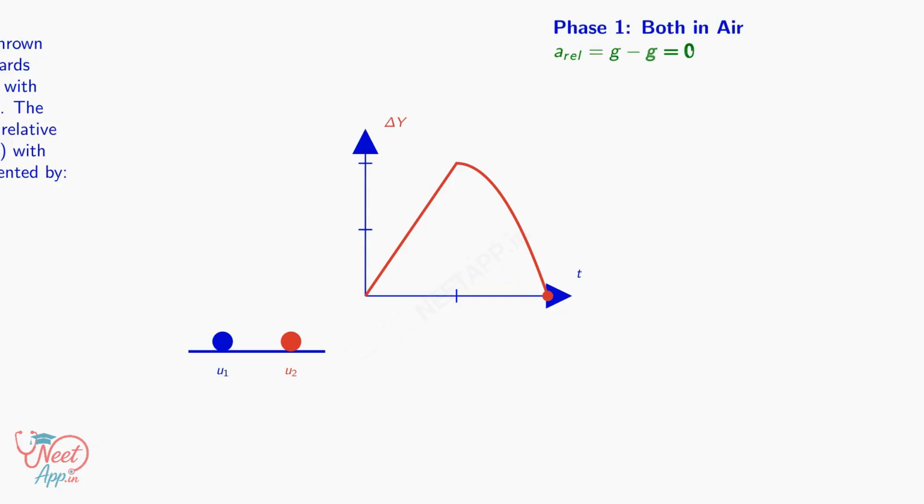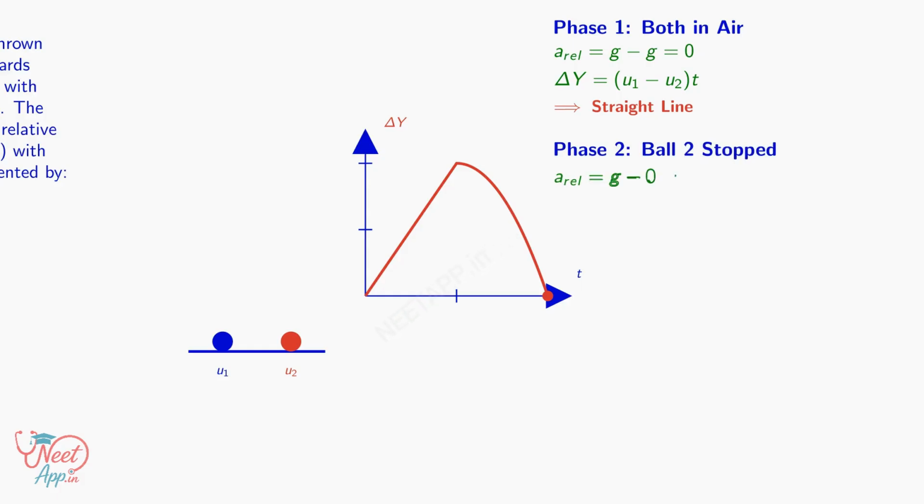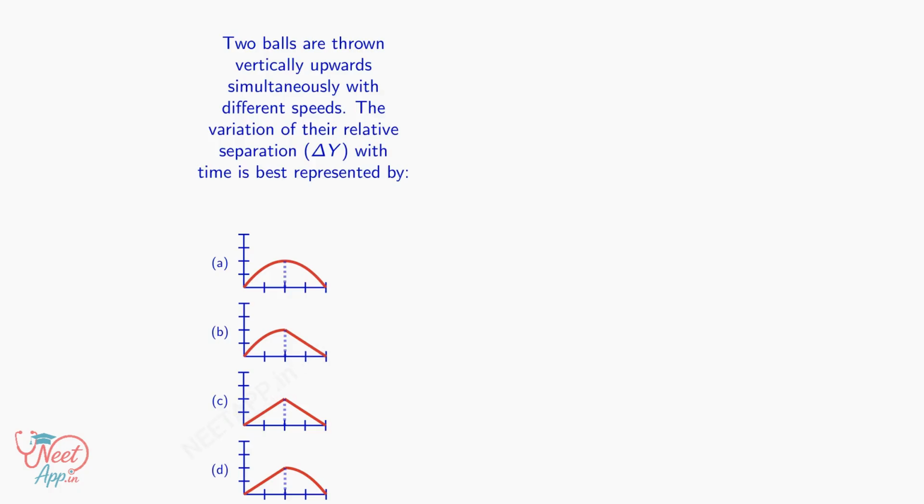But watch what happens right here when the slower red ball hits the ground and stops. The blue ball is still in the air. Now the red ball has zero acceleration, but the blue ball is still accelerating downwards. The relative acceleration is no longer zero, it is g. This causes the separation distance to follow a parabolic curve as the blue ball falls back down. This perfectly matches option D.